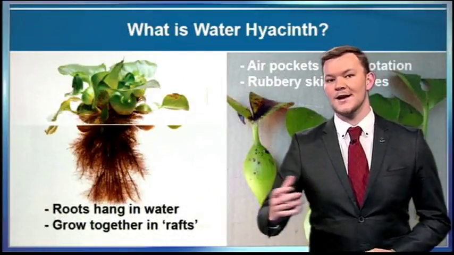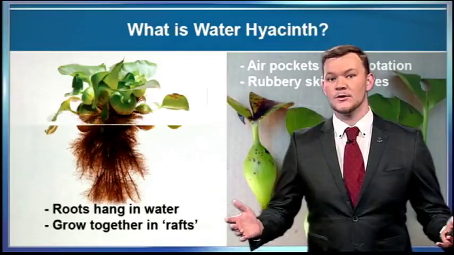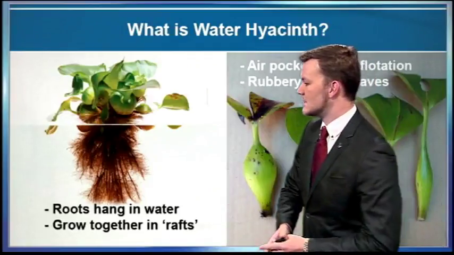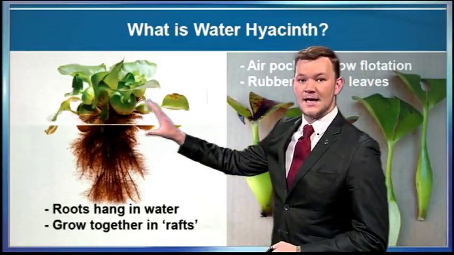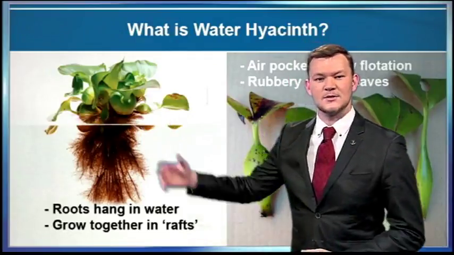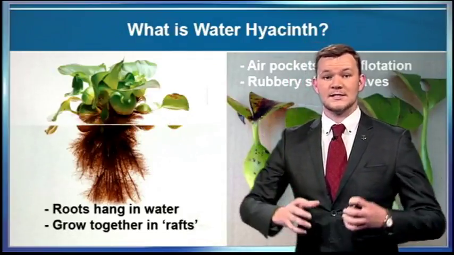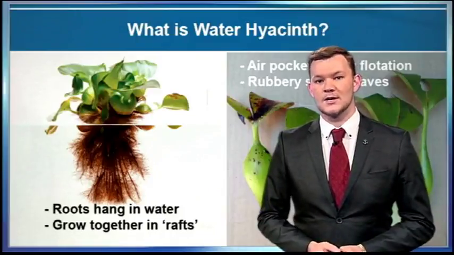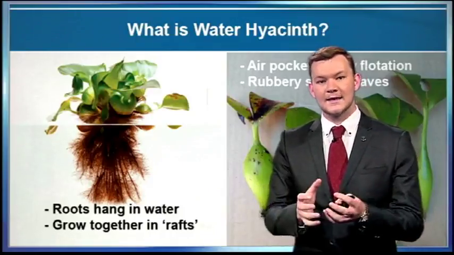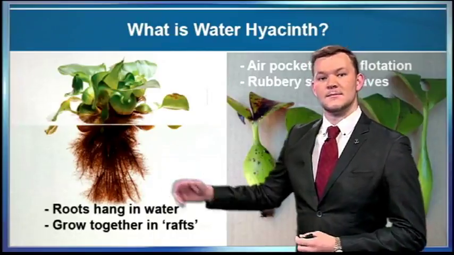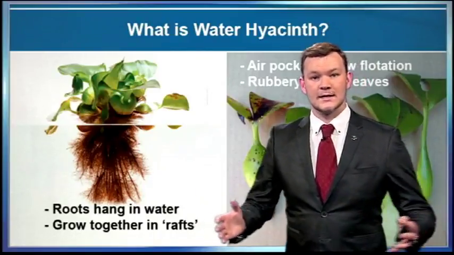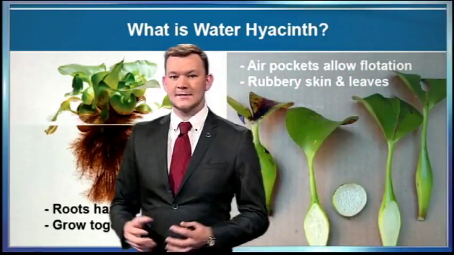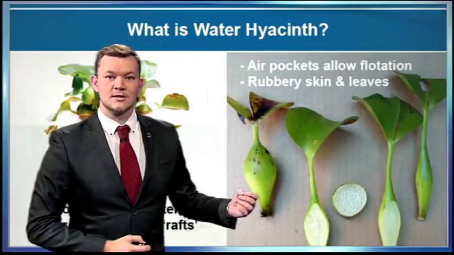So let's first of all take a look at what is water hyacinth. Well, as we all know, it's a floating plant. As you can see over here, we have an example of a water hyacinth, and this is a rather small plant. You can see it has roots that hang into the water from which it draws its water and its nutrients, and they grow together, and in fact these roots tangle into something called rafts, and indeed these rafts can really be a very, very dense blanket over the water indeed.